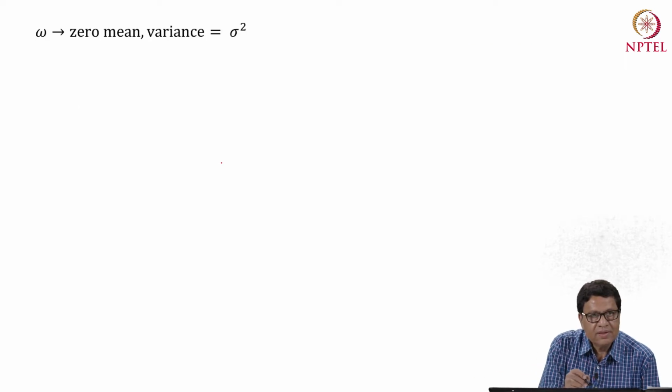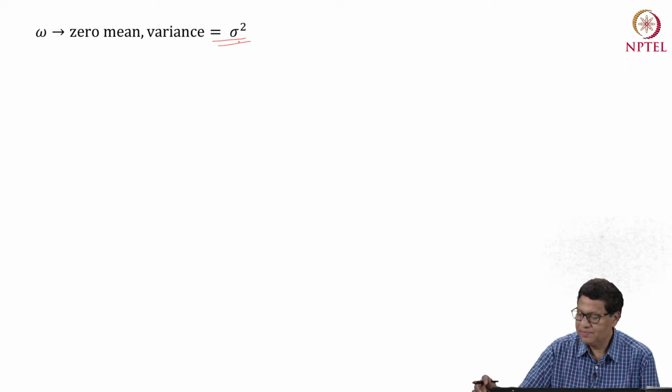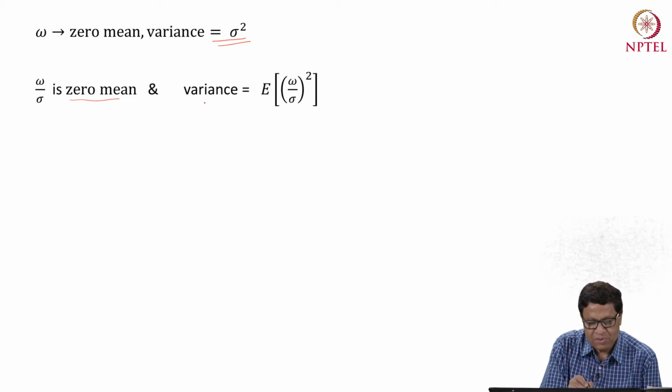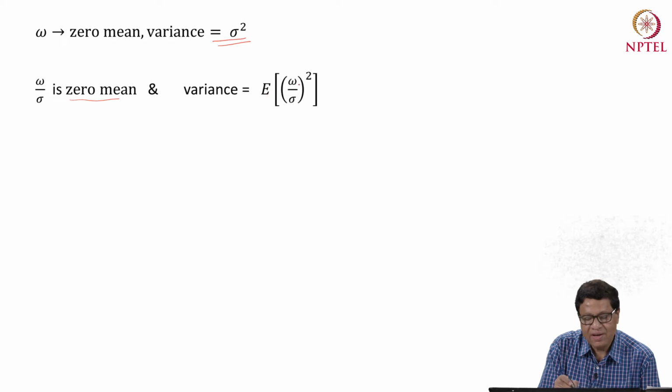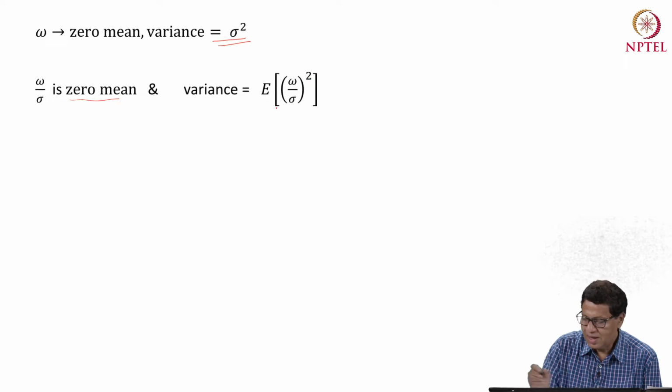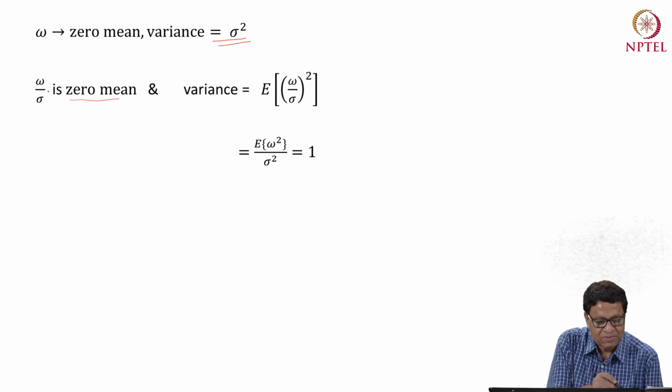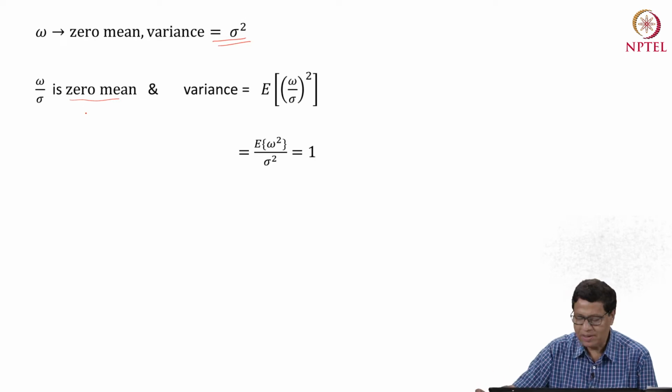So this noise amplitude actually is 0 mean and it has some variance sigma square. So if I divide by sigma, it will still be 0 mean, and if I want to calculate the variance, this will be the expected value of W square by sigma square, and this is nothing but 1, because the expected value of the noise amplitude squared is sigma square, divided by sigma square is 1. So W by sigma has 0 mean and variance 1.